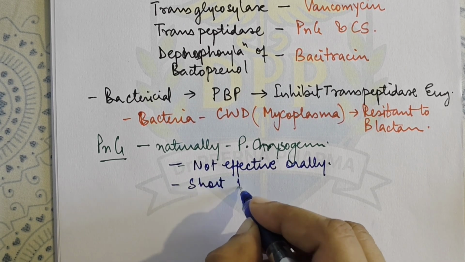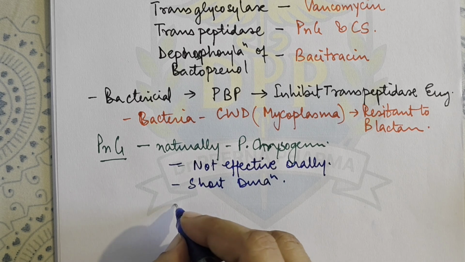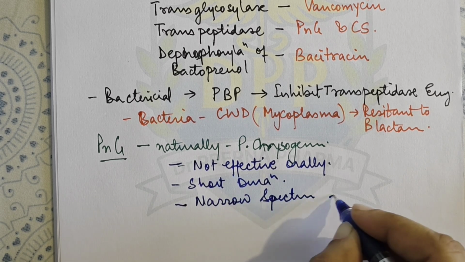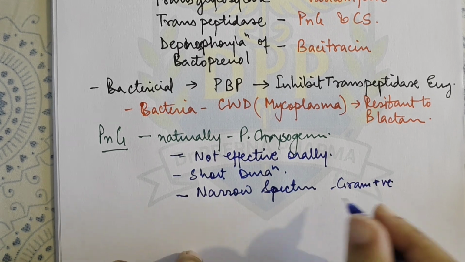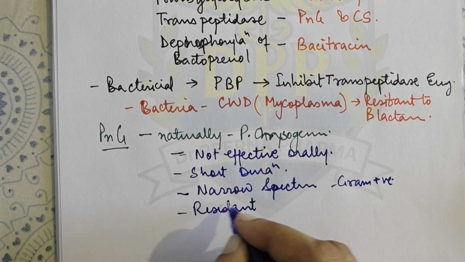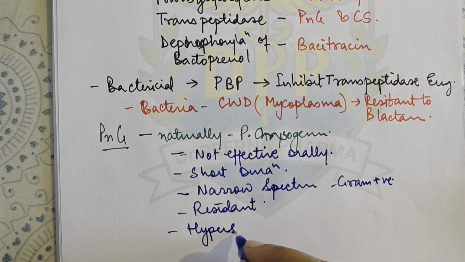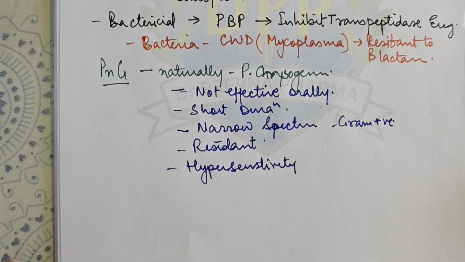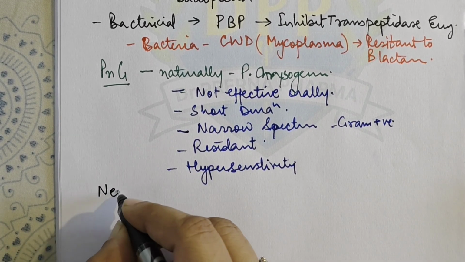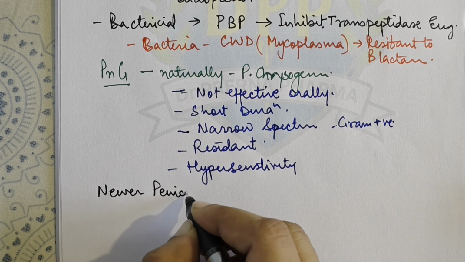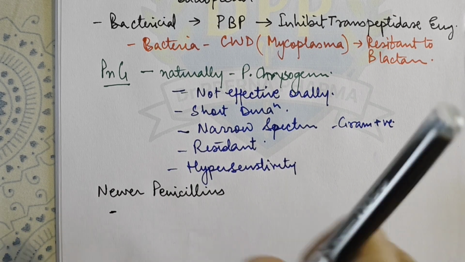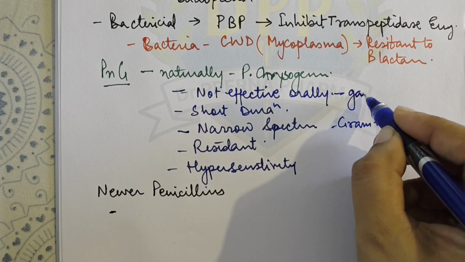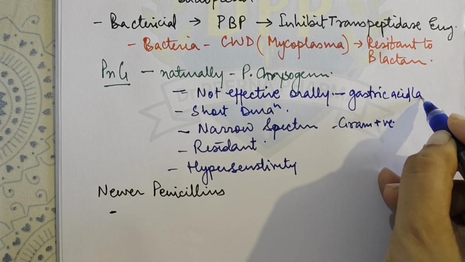Then it has a very short duration of action because it rapidly gets excreted. Then it has a very narrow spectrum. Narrow spectrum means it is just acting against gram-positive bacteria. And the last thing is that a lot of resistance has developed to it. Plus it also caused hypersensitivity reactions. So this is why the original naturally occurring penicillin is not used nowadays. Now the newer penicillins, what are they? As we know, penicillin G is not effective orally because it is gastric acid labile.